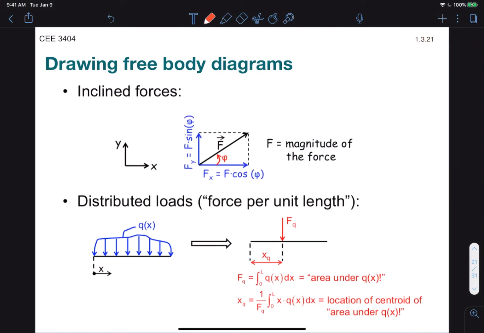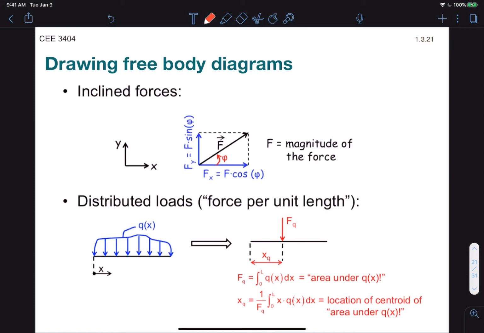Okay, so that deals with how to get from a real structure to a free body diagram. All right, so let's talk a little bit more about that particular case. Now, I'm assuming you guys are familiar with this already, but if we have inclined forces, then we simply need to resolve that using the angle. Okay, so when we have a force at an angle phi, the adjacent component is going to be equal to F times cosine of phi, and the opposite component is going to be equal to F times sine of phi.